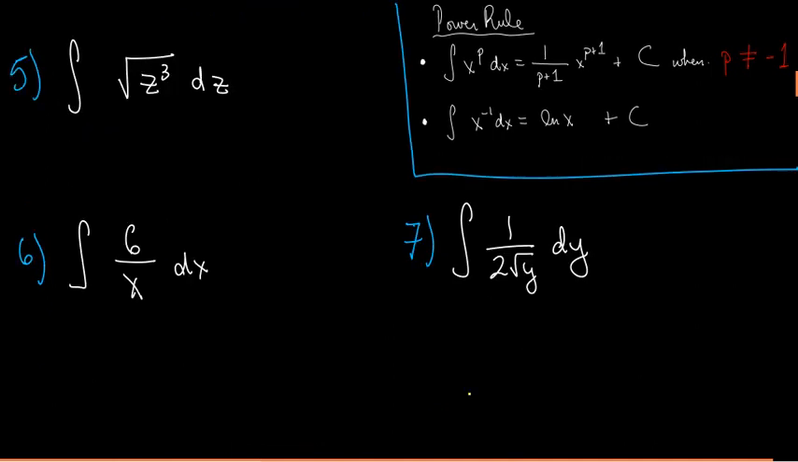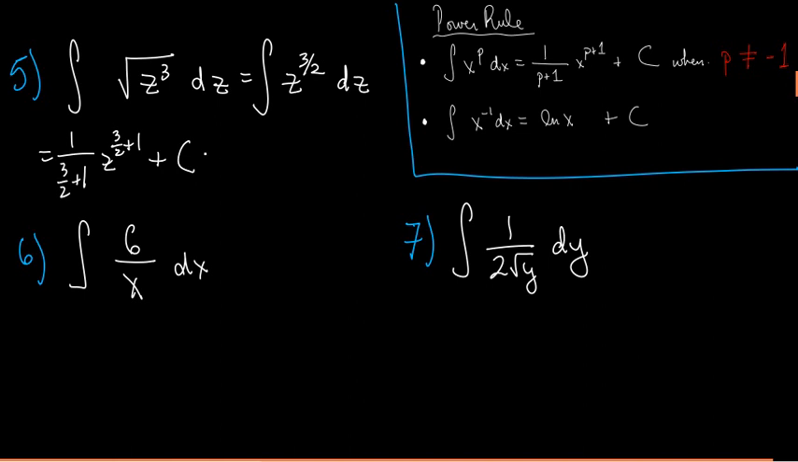So let's say that you have the square root of z cubed. So you have to move things around a little bit. The square root is a 1/2 power, but you already have the power 3 inside. So what are you going to do? You're going to rewrite it as z to the 3/2 power dz. And so now the power is 3/2, so you'll get 1 over 3/2 plus 1, z to the 3/2 plus 1, plus the constant of integration.